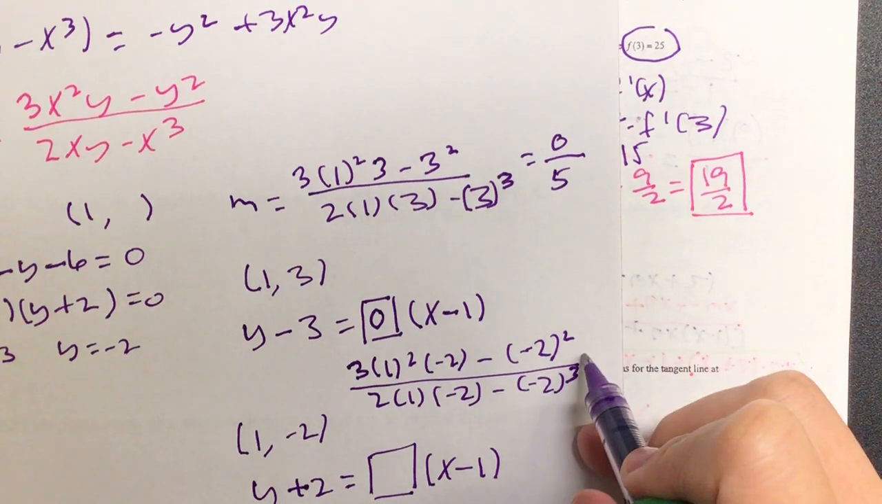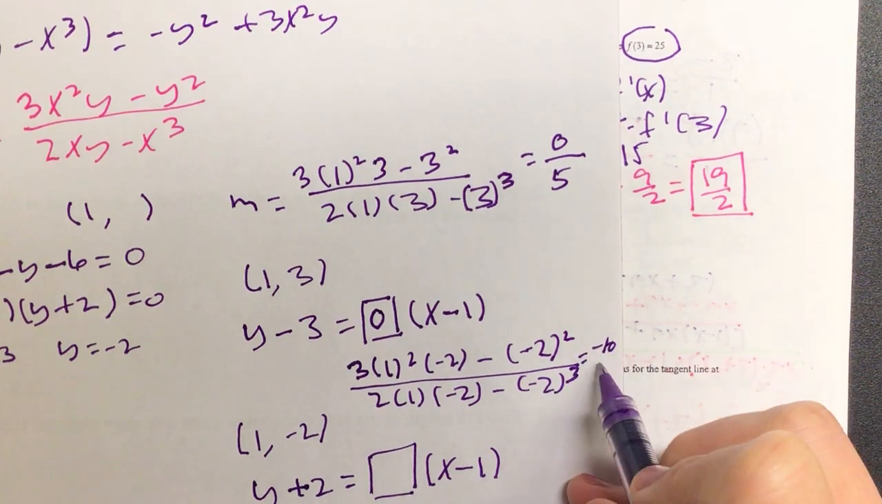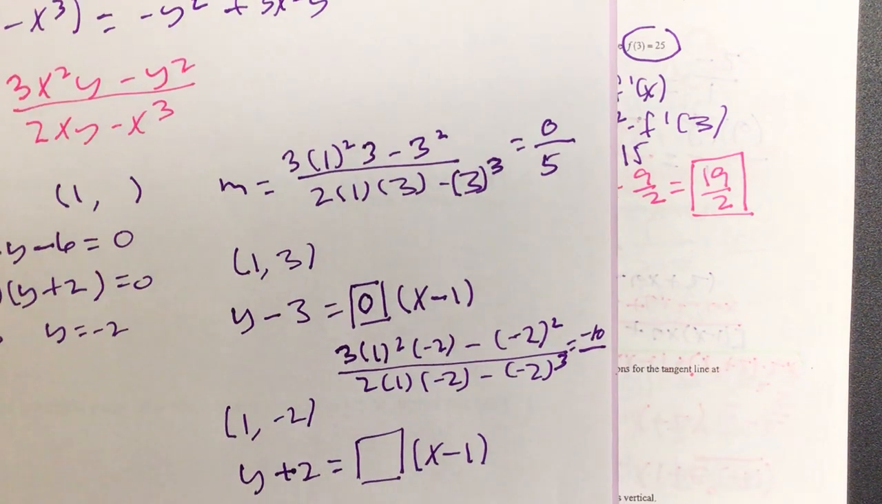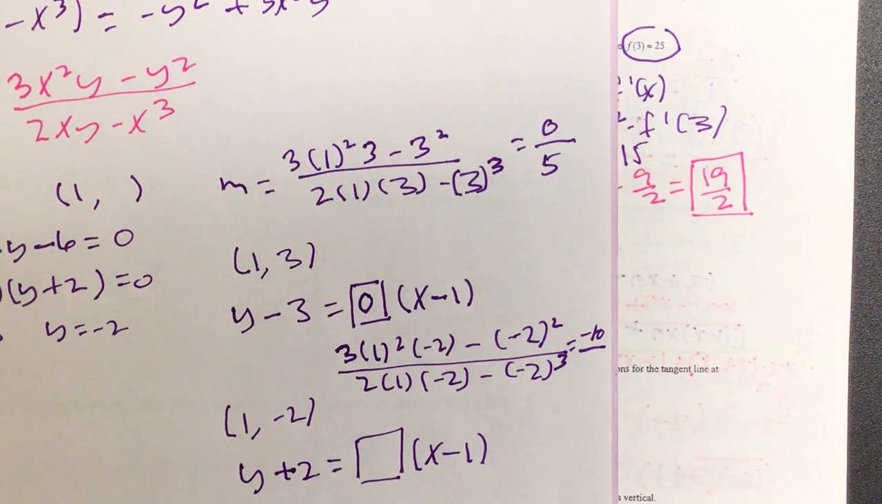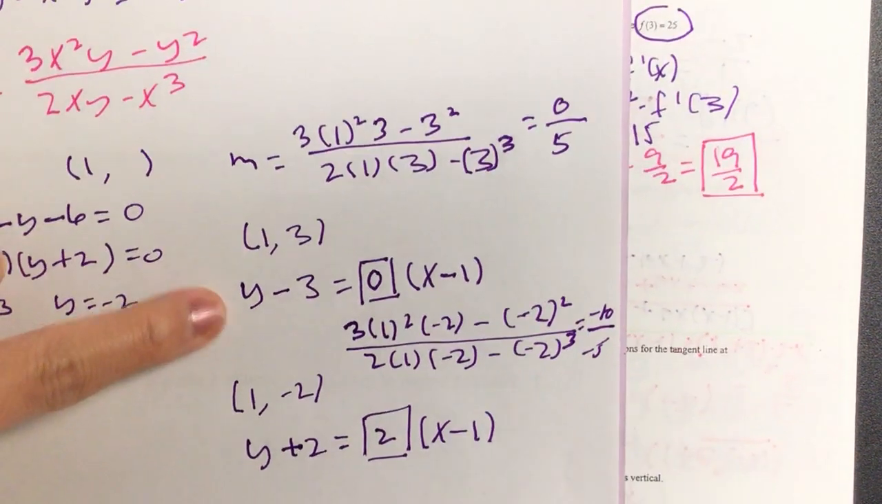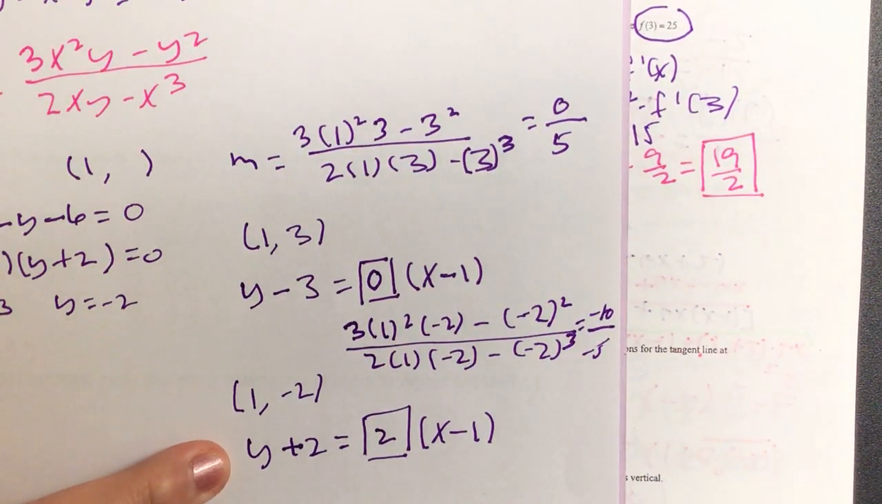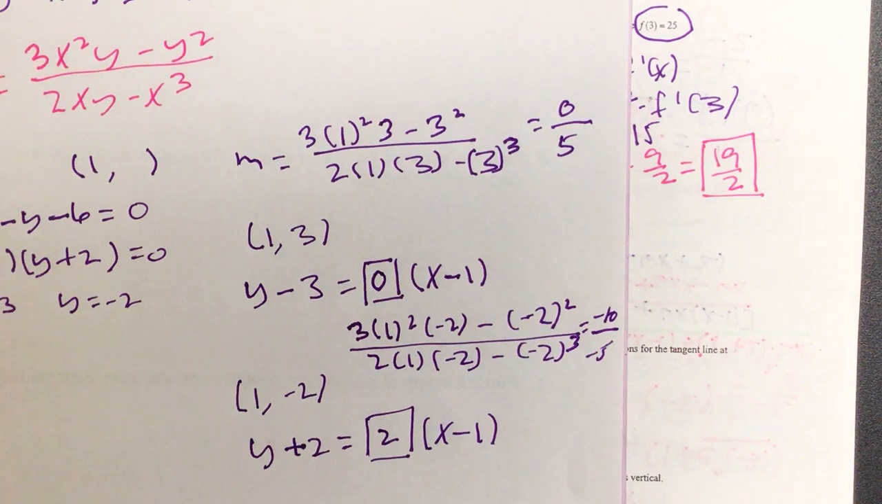Negative 10, very good. Okay, go ahead and compute the bottom then. These are smaller numbers, so it's not too bad. Negative 5, very good. So that means we have two scenarios of this tangent line and then the second tangent line. Good?